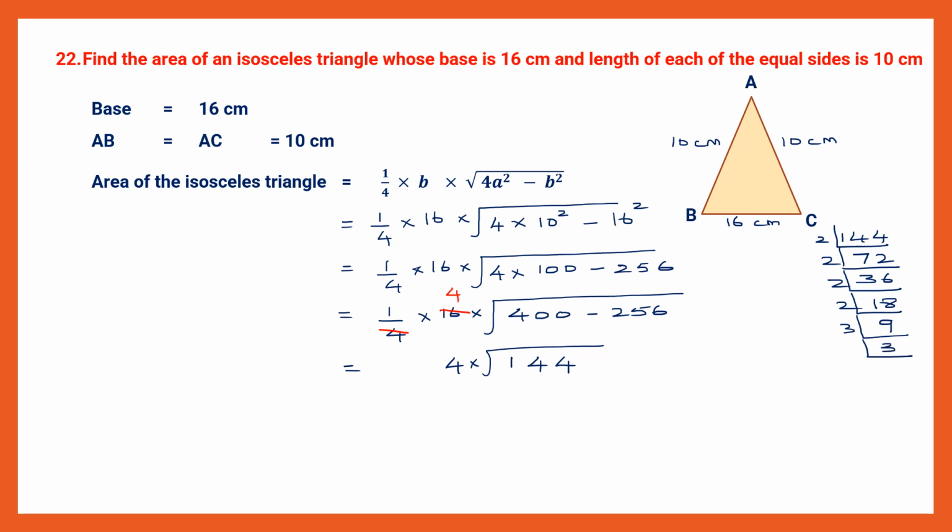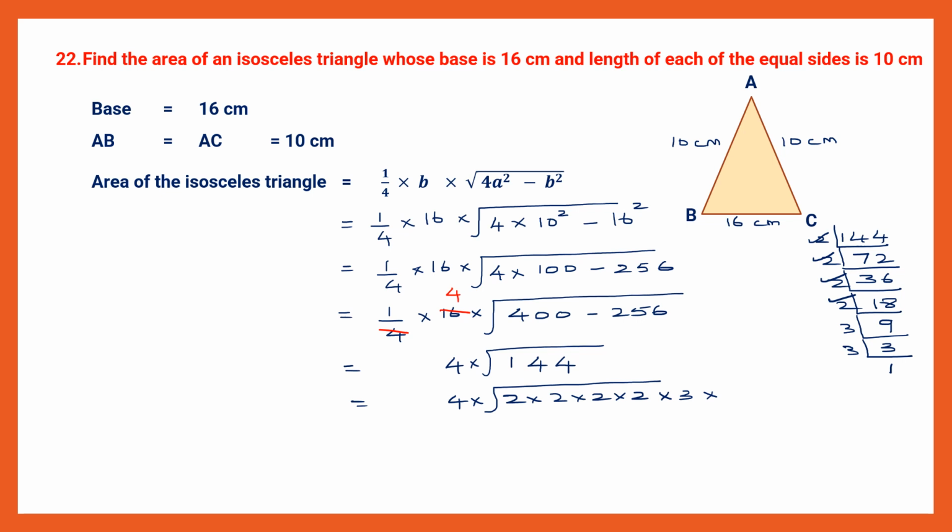So here we have this, 3 ones are 3. So this will be 4 into, let's write all the prime factors of 144. How many 2's are there? 1, 2, 3, 4. 4 2's. And there are 2 3's.